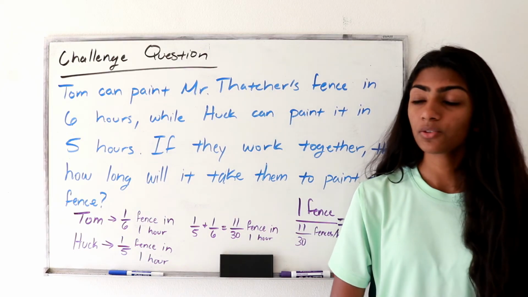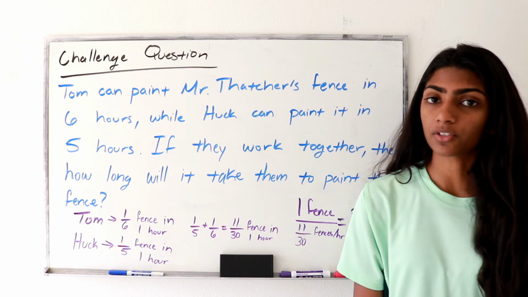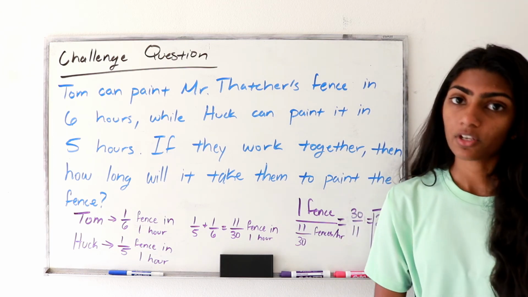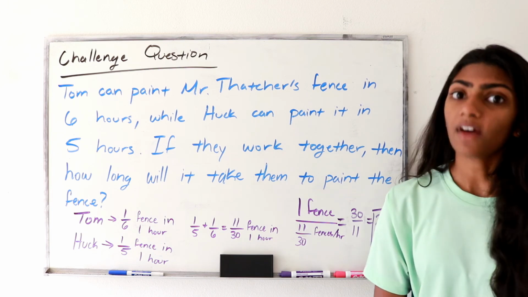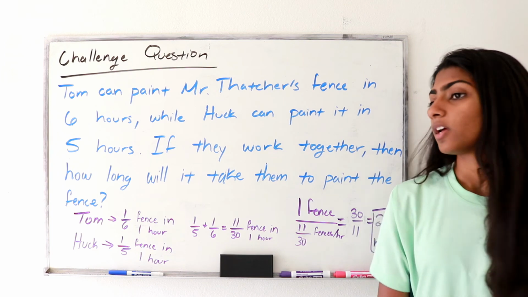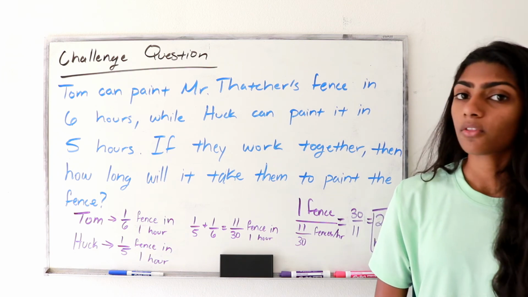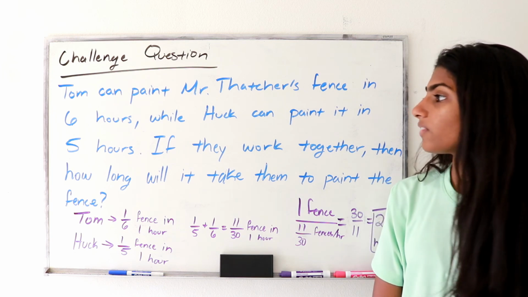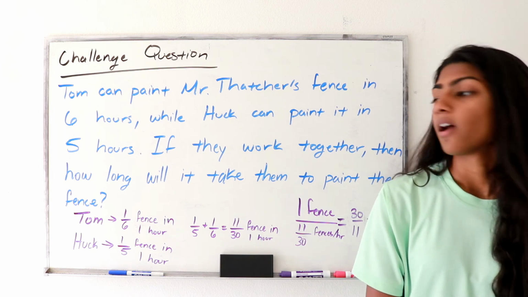Alright, so now let's do a challenge question and use everything that we've learned so far. So Tom can paint Mr. Thatcher's fence in 6 hours, while Huck can paint it in 5 hours. If they work together, then how long will it take them to paint the fence? So the first thing we want to know is the rate, basically. How many fences per hour can each person paint?